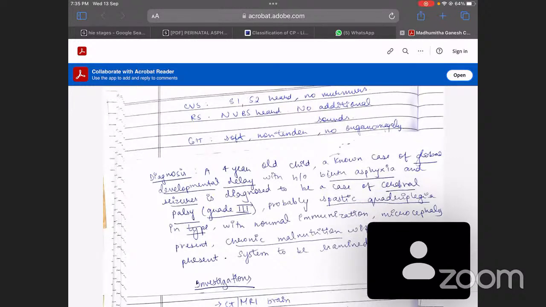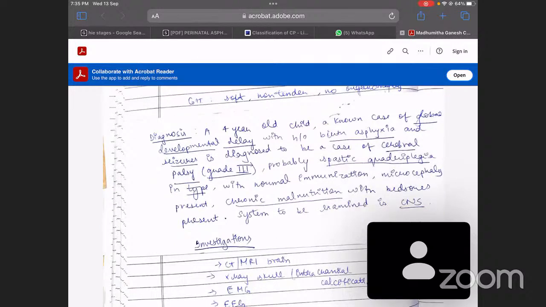So my diagnosis is a 4-year-old child, a known case of global developmental delay with history of birth asphyxia and seizures, diagnosed to be a case of cerebral palsy grade 3, probably spastic quadriplegic in type, with normal immunization, microcephaly present, chronic malnutrition with bed sores present. The system to be examined is CNS, which we had done.